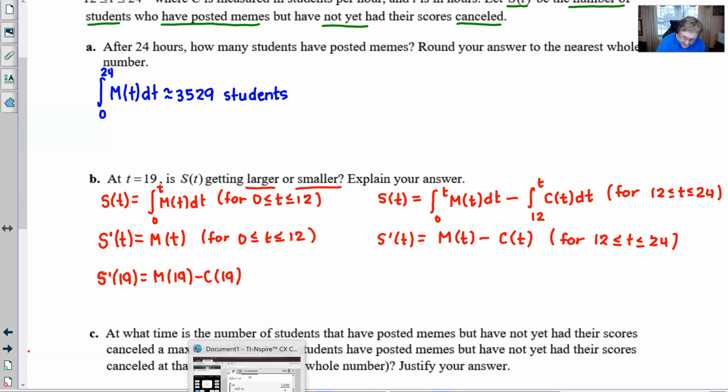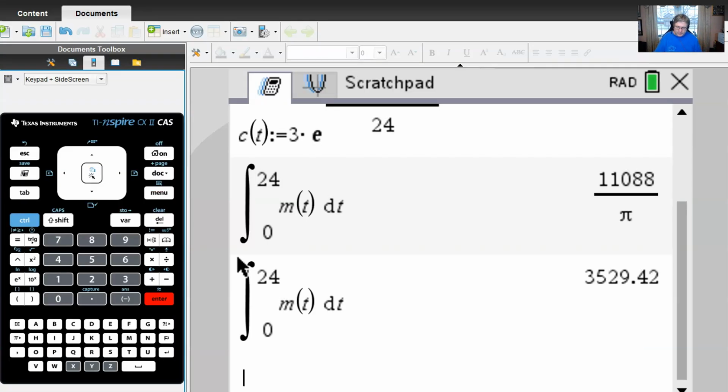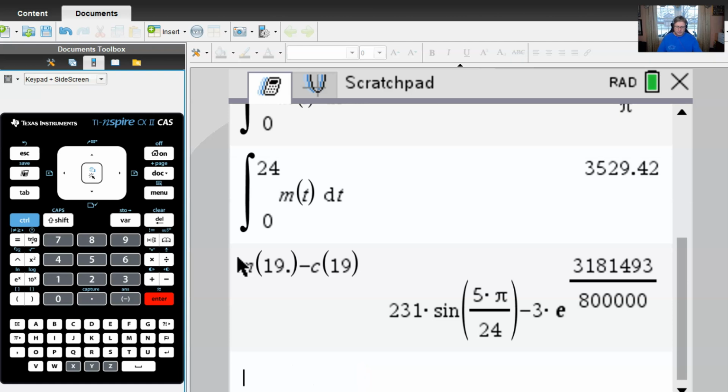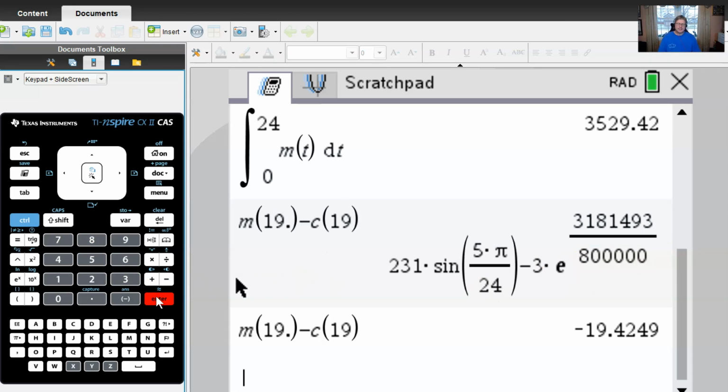I go to my calculator, and I would just do that. I would type in m evaluated at 19. I learned my lesson before. I'm going to put a decimal in there so that I get nice decimal output, so I don't have to hit that control enter again. And I get, oh, well, what do you know? I still got some ugly output. That's fine. I'll just hit control enter. If I want decimal, I can do that too.